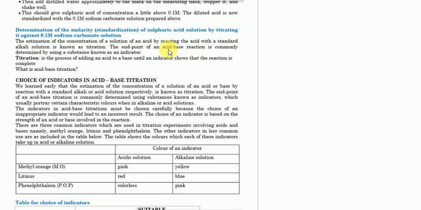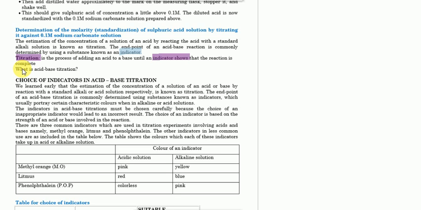So the end point of an acid-base reaction is commonly determined by using a substance known as an indicator. Very important concept for you to understand when you are discussing the concept of acid-base titration. One among the very important concepts for you to understand is the concept of indicator. So what is an indicator and how it functions, we study it in detail later. So firstly, by definition, titration is the process of adding an acid to a base until an indicator shows that the reaction is complete.